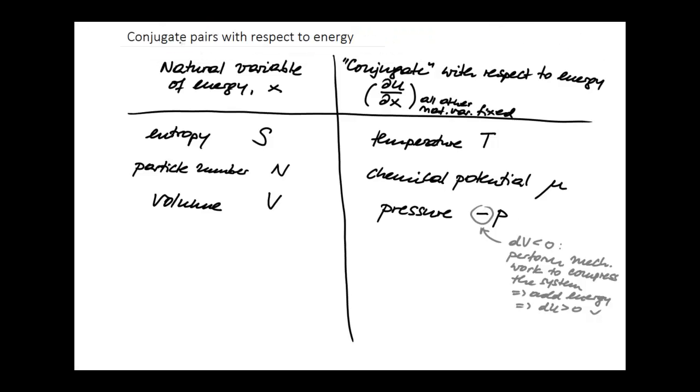Finally, let me add one more variable that will appear in our first practical example, and that is an external magnetic field. This is of the type external field, i.e. control parameter. Now, what is the conjugate with respect to energy of B?